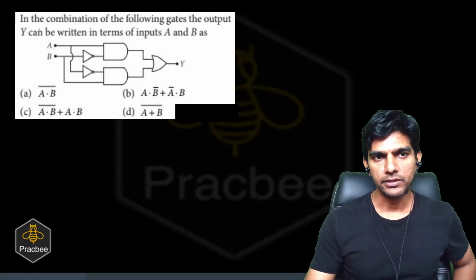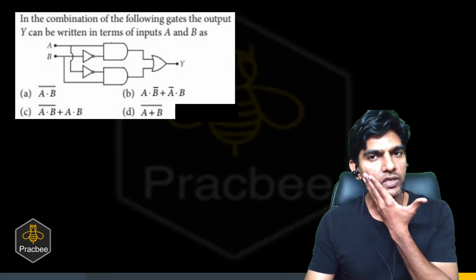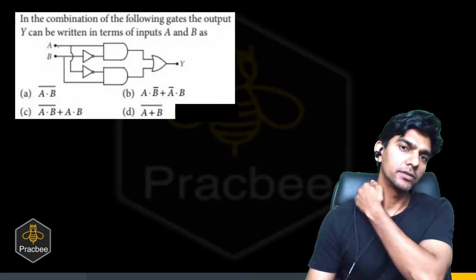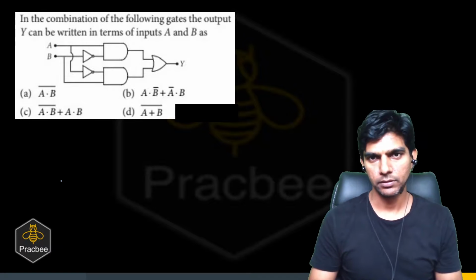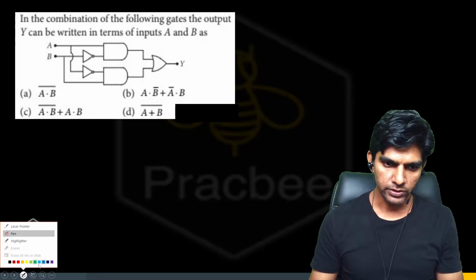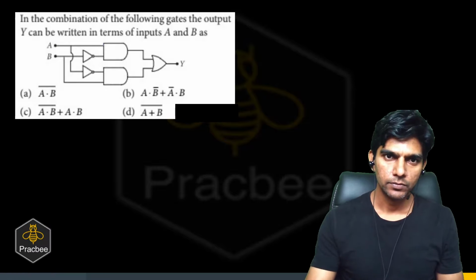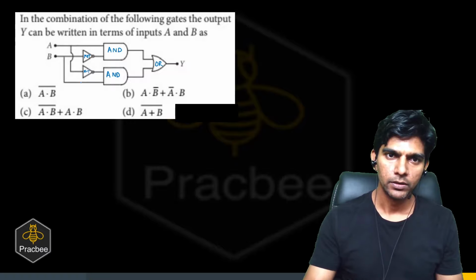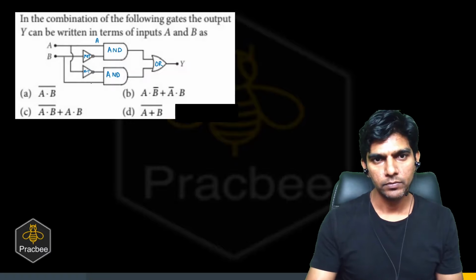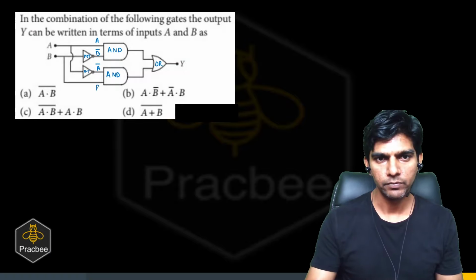Now let us see this question. In the combination of the following gates, the output Y can be written in terms of inputs A and B. Okay, so let us do this with Boolean algebra. This is an AND gate, this is again an AND gate, this is OR, and this is NOT, right? So we have A here and A bar here. Here we have B bar, here we have B.